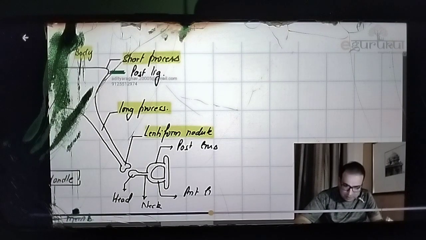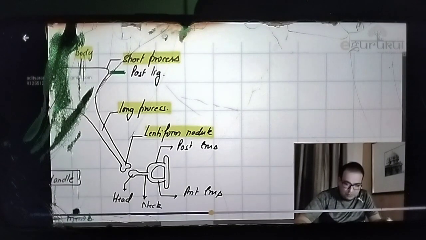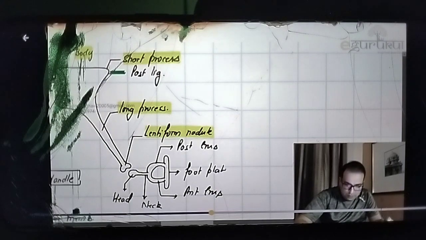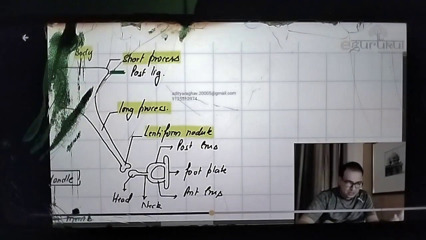This is the anterior crus. The anterior crus is slightly bigger than the posterior. Anterior crus and posterior crus, and this is called the foot plate. Foot plate of stapes. It's called the foot plate of the stapes. दो चीजें याद रखनी है यहाँ पे.